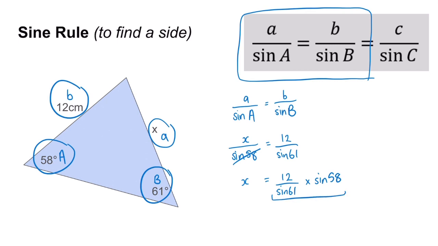Then when I type that into my calculator, I will get 11.64. You'll get a big long number, but round that to 2 decimal places when we're finding a side length. And what units do I give to this length? Well, my other side length was given in centimetres, so I'm going to give this one as centimetres. So x is 11.64 centimetres. That means this side length over here, where the x was, is 11.64 centimetres.